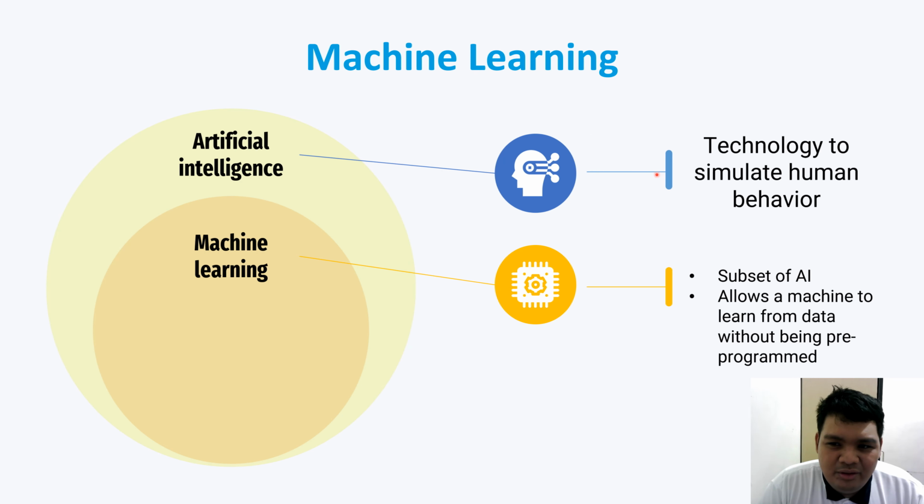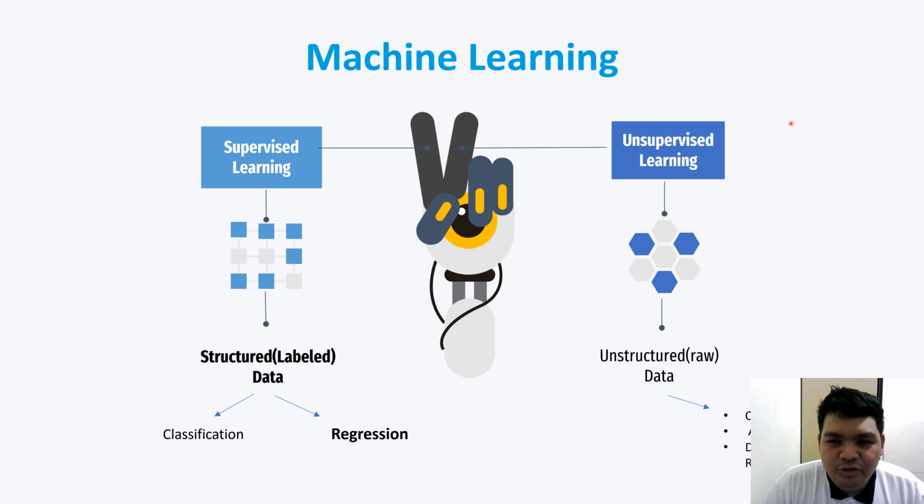Let us first discuss what machine learning is. Machine learning is a subset of AI in which we allow a machine to learn from data without being explicitly programmed. There are two approaches to machine learning, supervised and unsupervised. Unstructured or raw data can benefit from unsupervised learning where clustering, association, and dimensionality reduction is needed. In supervised learning, a machine learns from labeled data assigned by the user for classification and regression tasks.